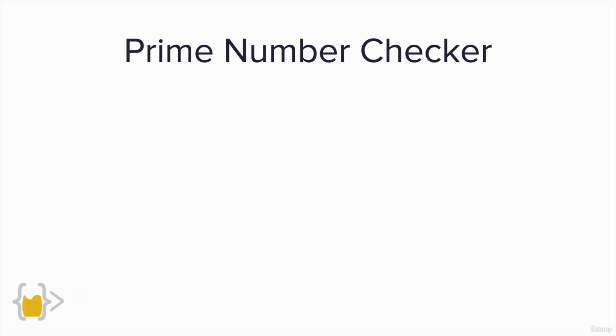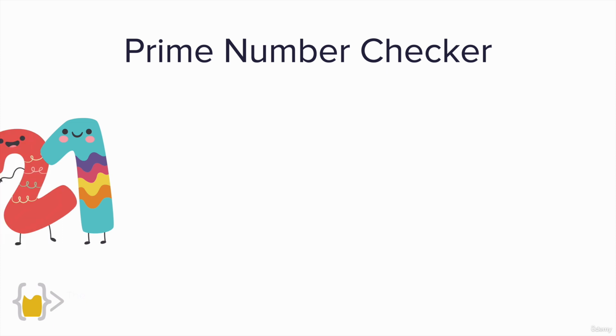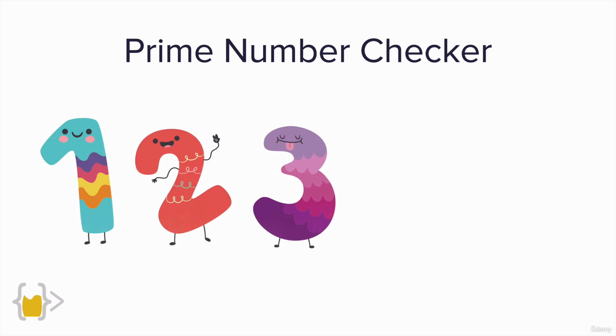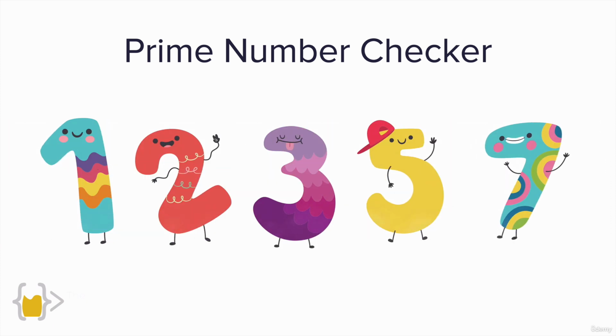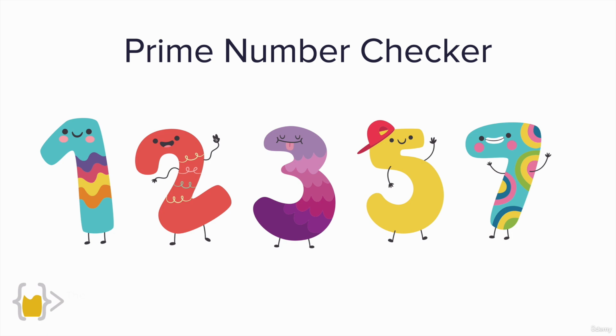Alright, so in the next coding exercise, we're going to be building a prime number checker. And a prime number, just to remind you, is a number that is only divisible by 1 and itself. So, for example, 2 is a prime number because it can only be divided by 1 and 2.